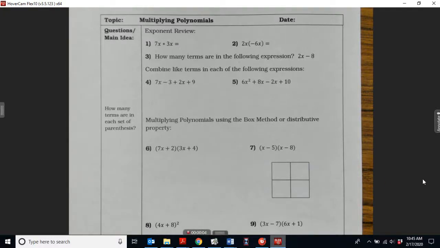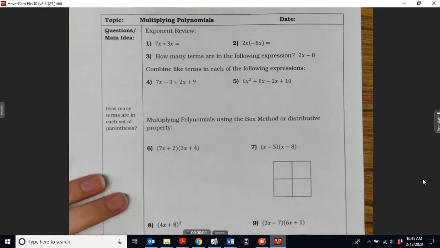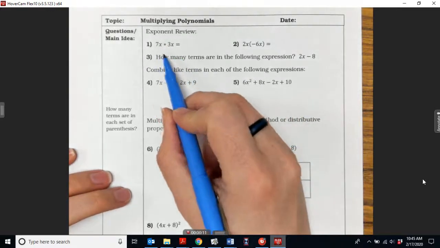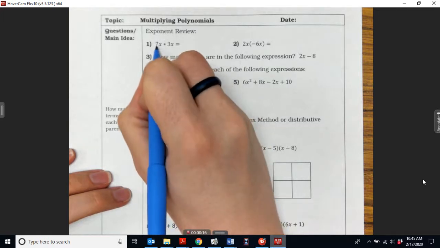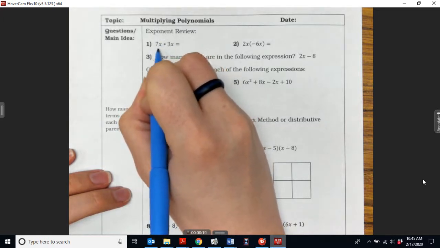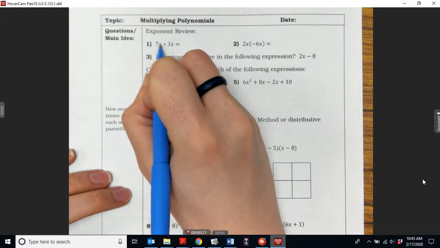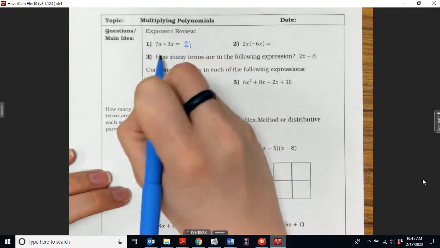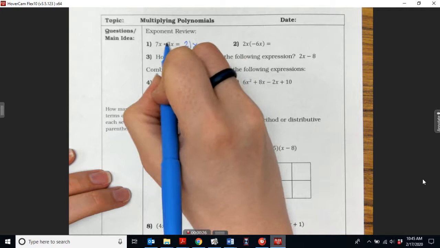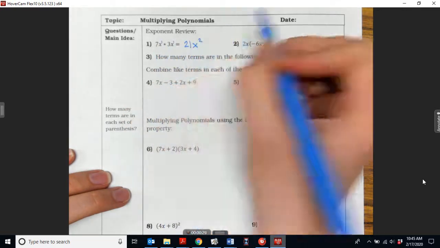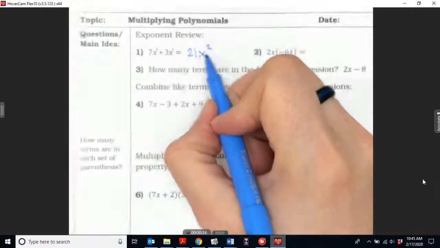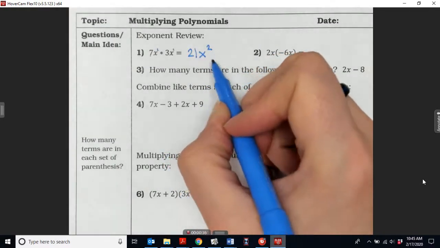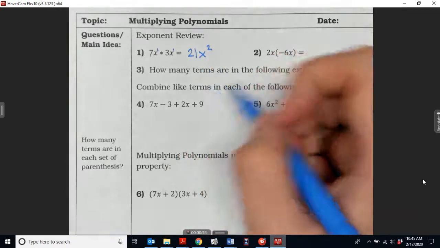Okay, we're going to multiply polynomials. And so we're going to do a little bit of a quick review here and say that if we are multiplying, remember the exponent rules that we learned. If we're multiplying, we add the exponents. So we still multiply the coefficients. 7 times 3 is 21. And then we have x, and we have a 1 plus 1 makes 2, right? Okay, so we added the exponents. So basically, we're only dealing with x squared and maybe x cubed today.